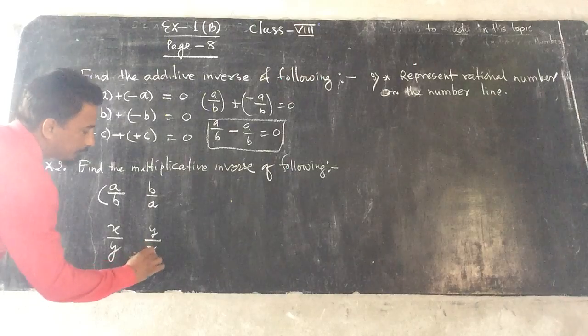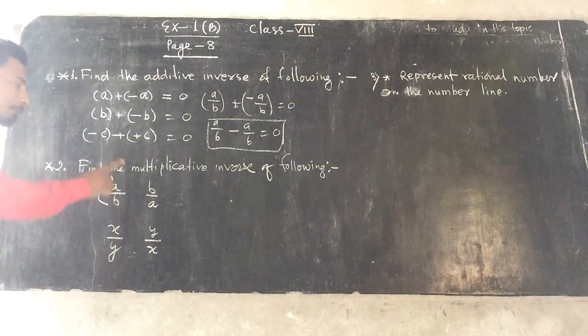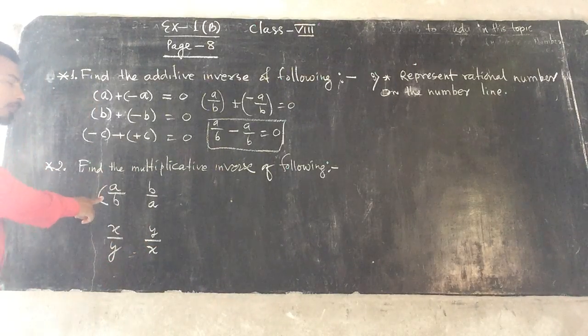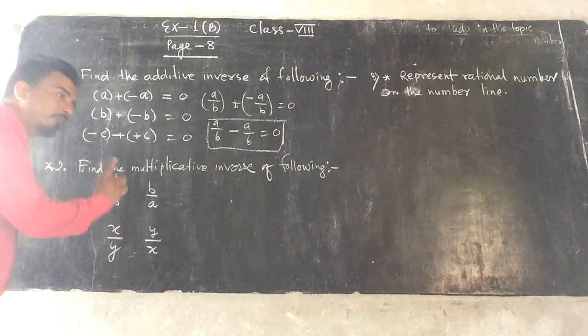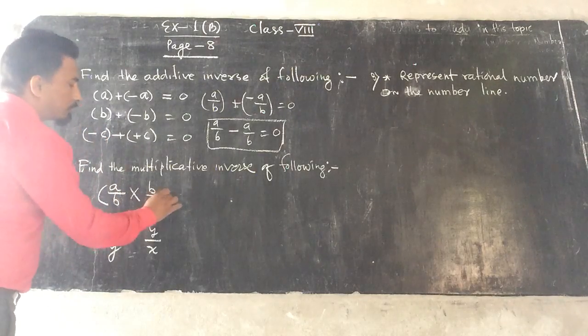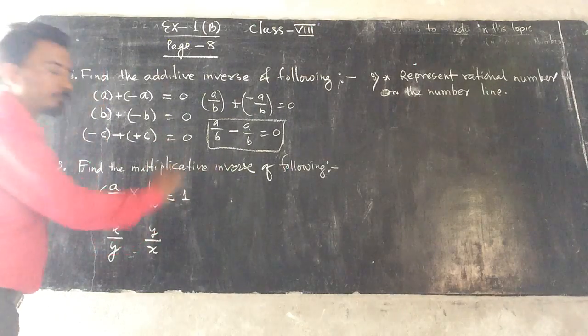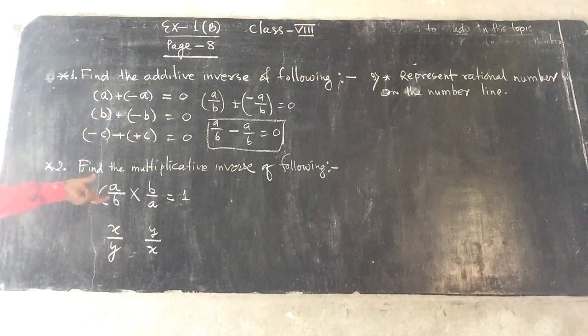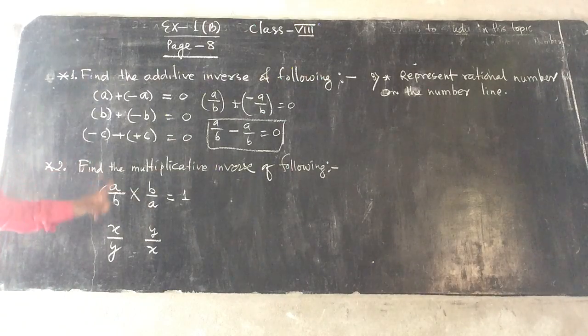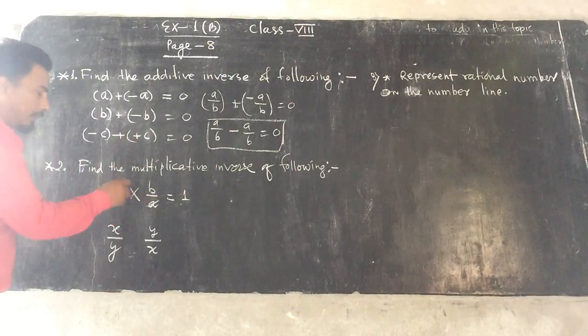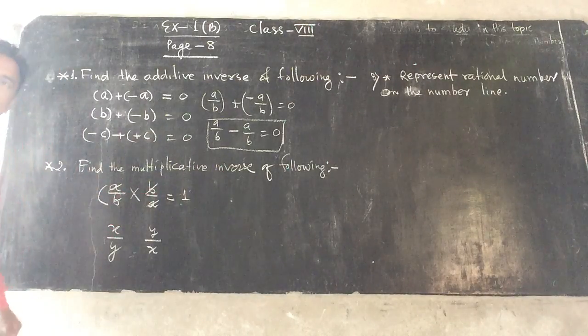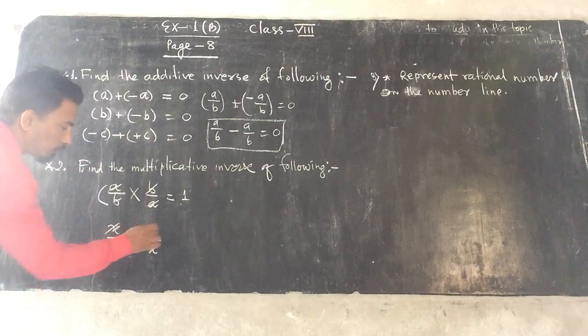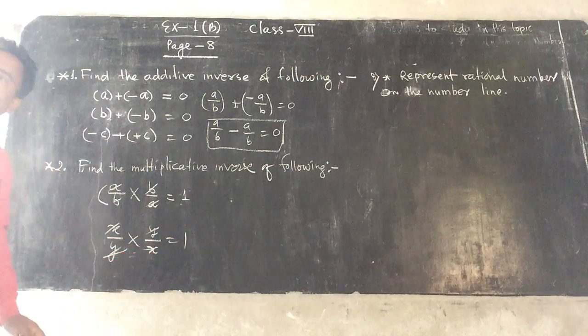Y by X. Whenever we multiply any rational number by its multiplicative inverse, the product you always get is 1. You see here, A by B times B by A: A cancels, B cancels, it is 1. If we multiply these, X cancels, Y cancels, it is 1. Got my point? Yes, sir.